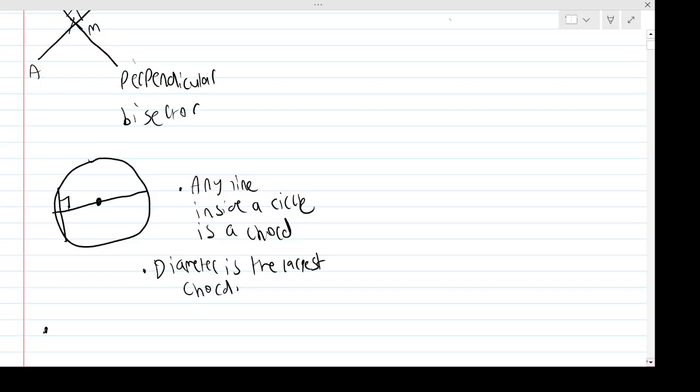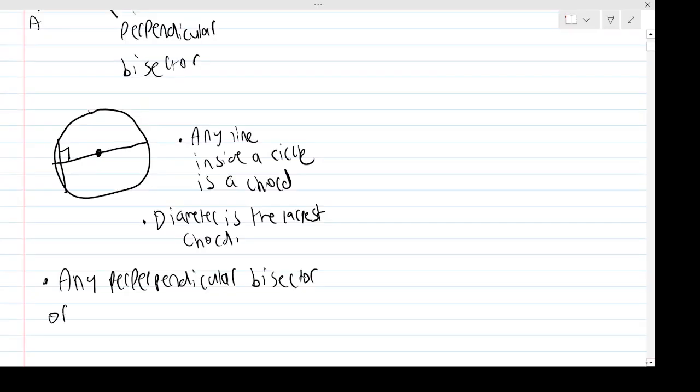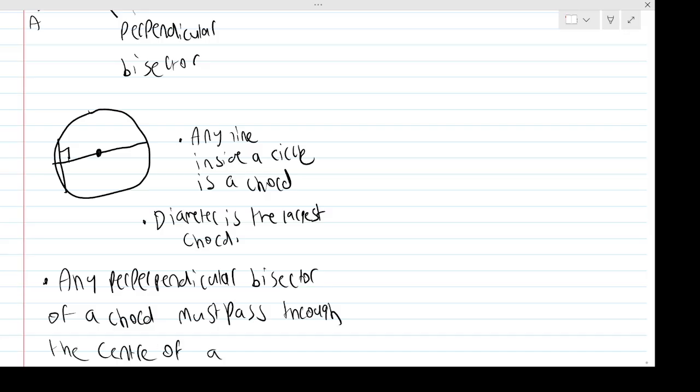But anyway, we can then say that the perpendicular bisector of any chord must pass through the centre of the circle. Okay. Cool. And we did look at examples like that last time, but we will be using that again today. So that's the first circle theorem we will be using today.